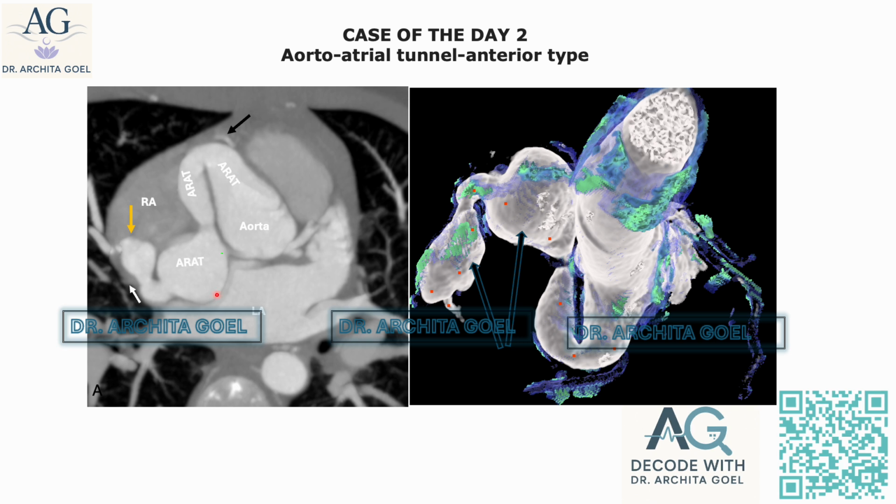A very important differential that you can consider in this case is a coronary cameral fistula. So how do we differentiate between the two? The coronary cameral fistula, unlike the aorto-atrial tunnel, follows the course of a normal coronary artery. As you can see, the vascular tunnel here does not follow the course of the coronary artery. In fact, we can see the small thin right coronary artery arising from the tunnel itself.